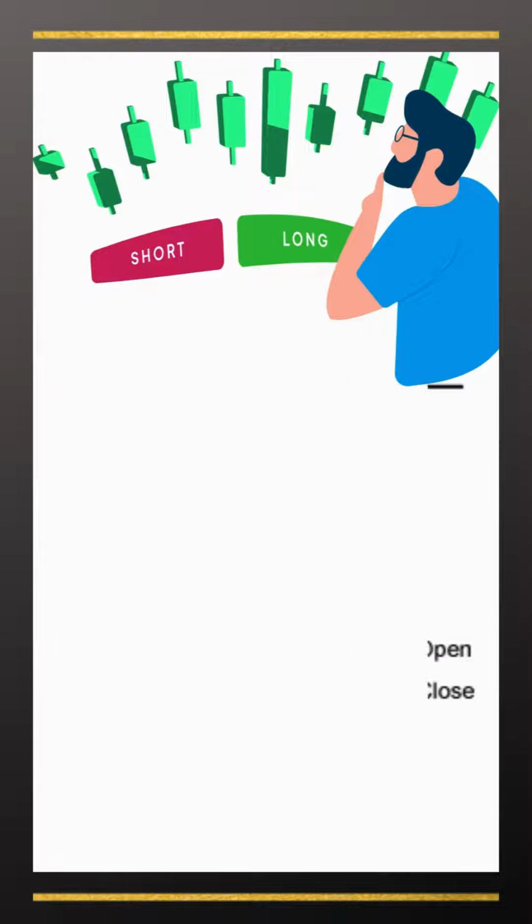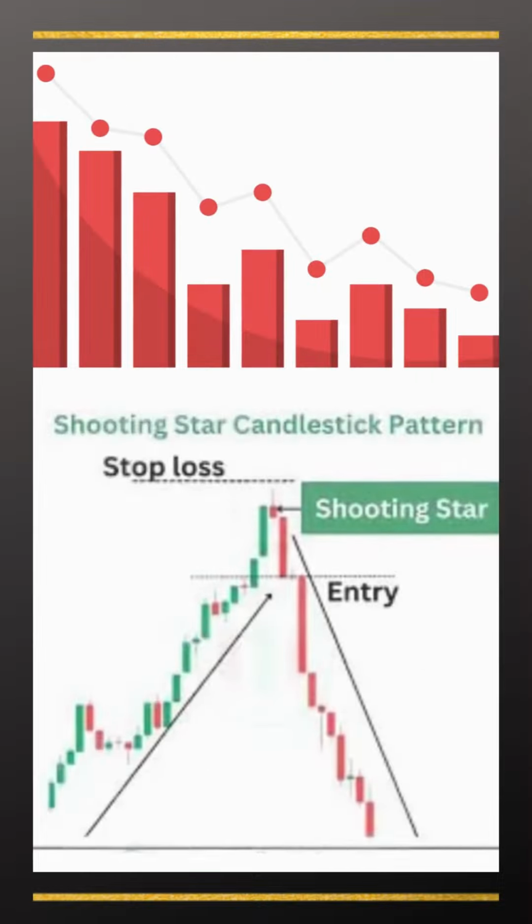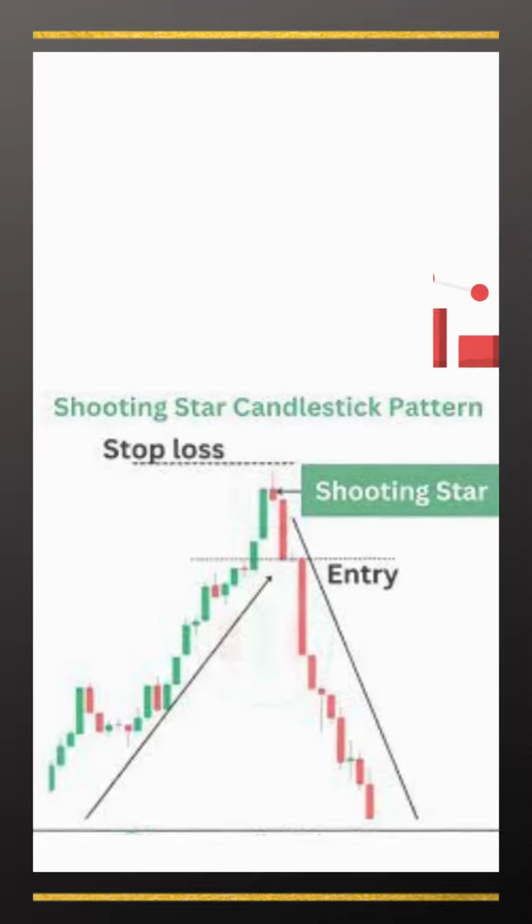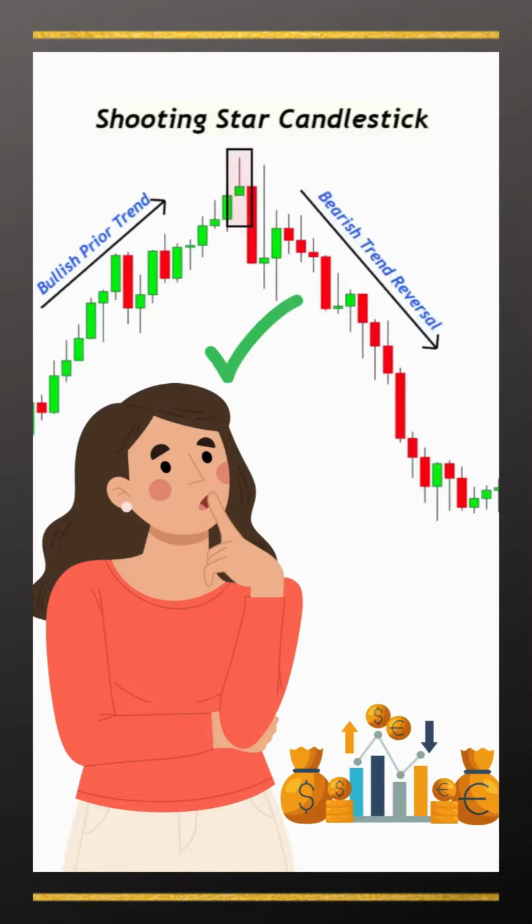Let's see how this candle works. If the market is in a downtrend and there is a pullback in the market, then it works very well. Beginners search for the shooting star in the bullish market, whereas you should search for it during the pullback in the bearish market. This is how the shooting star candle works well.